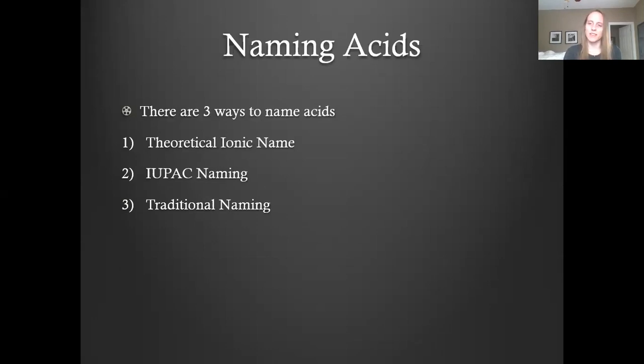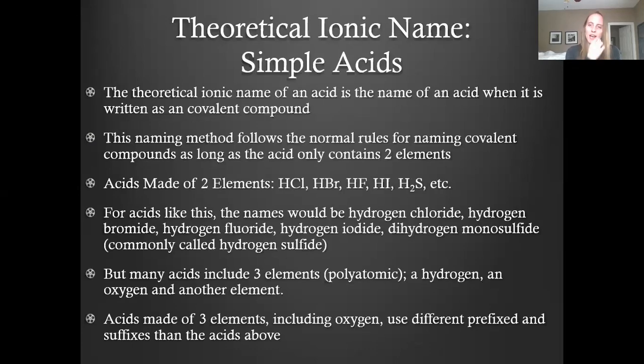So we'll look at the theoretical ionic name first. When you're naming an acid, it's important to remember that acids are covalent compounds. So because of that, we can name them the same way that we name normal covalent compounds. So for example, HCl would be called hydrogen chloride, HBr would be hydrogen bromide.